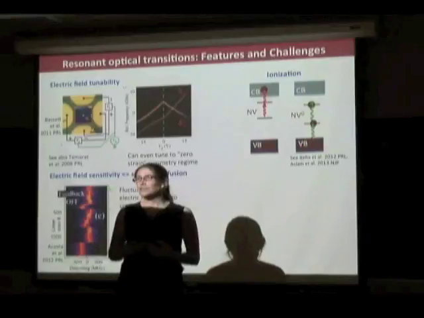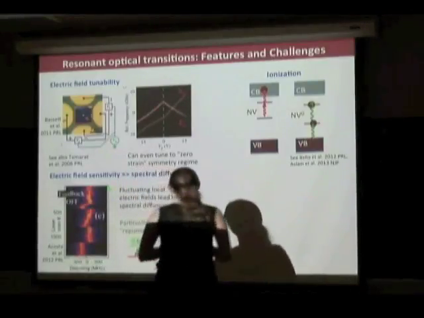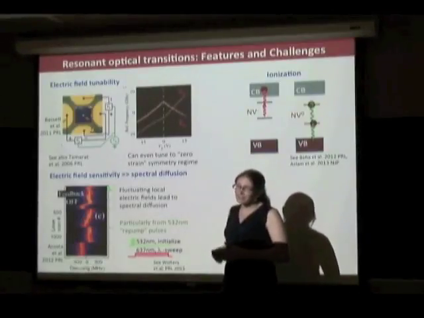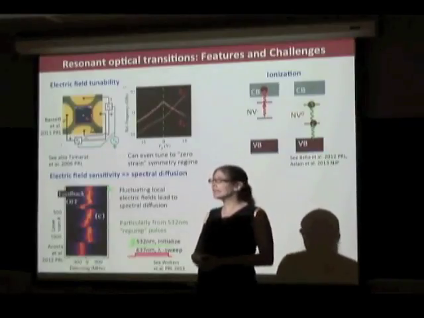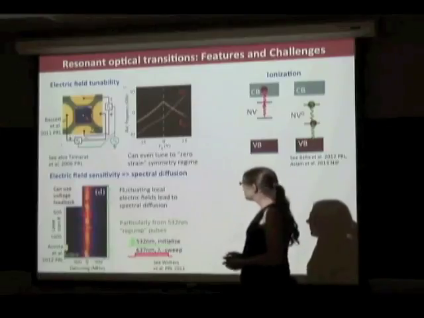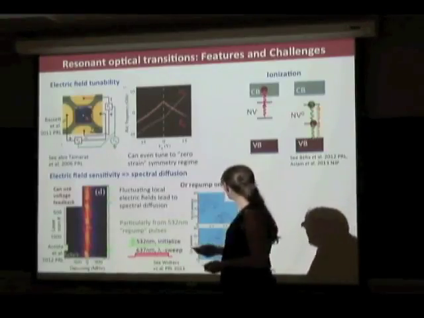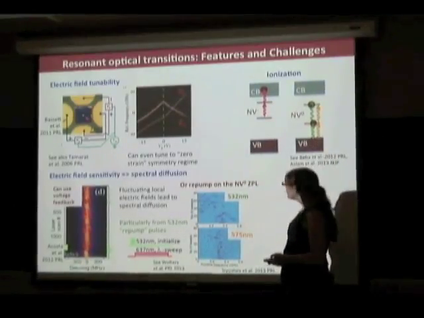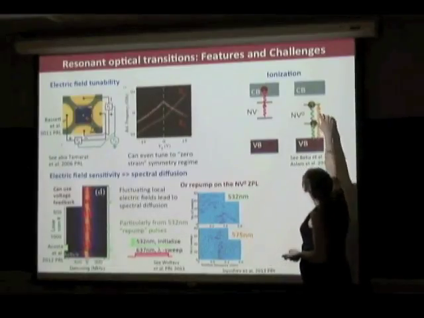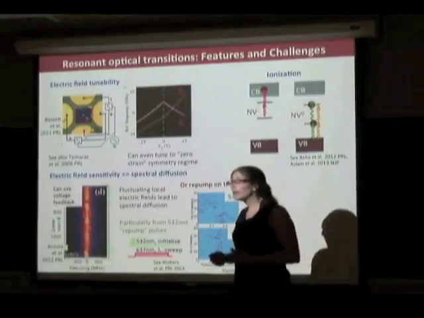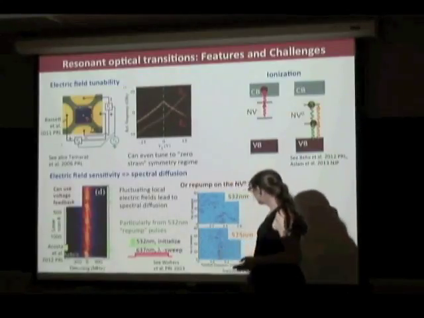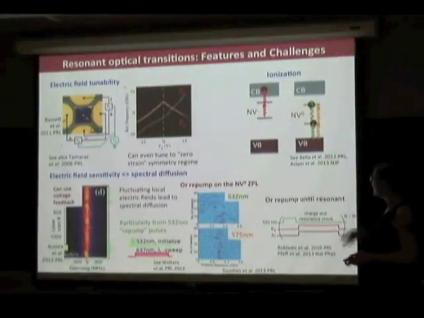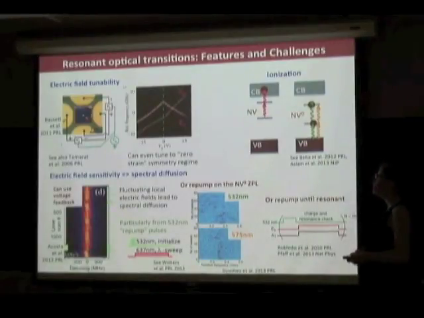So it might seem that this combination of electric field sensitivity, ionization, and spectral diffusion induced by the green repump is really kind of a problem for the NV center. However, there are several approaches that have been taken to overcome it. One is to use voltage feedback to stabilize the transition. Another is to switch from using 532 nanometer repump, which is off resonant for the NV0, to using a 575 repump, which resonantly addresses its transitions and can be used at much lower powers and thus leads to less spectral diffusion. A particularly successful approach has been to repump until resonant. That is, you keep trying until the NV center comes to the frequency you want, and then you do the experiment.